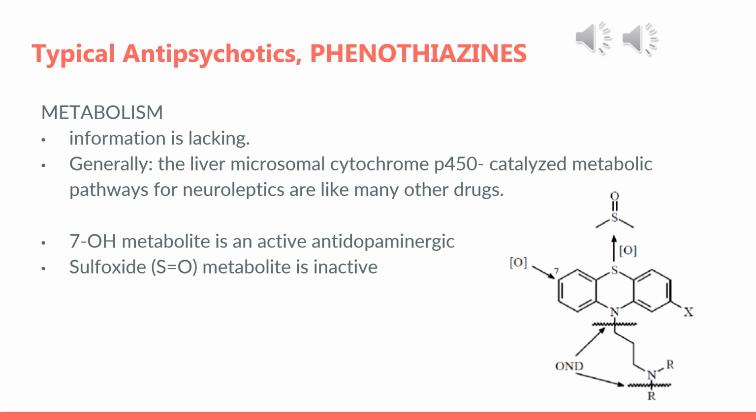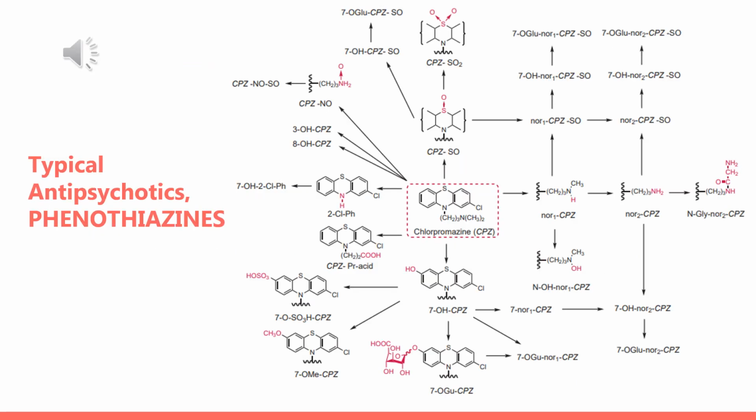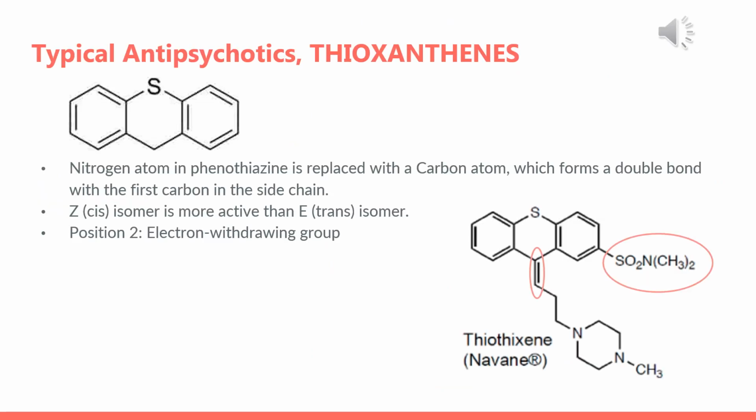Metabolism is of major significance when assessing the effect of these drugs. However, information about many antipsychotics is lacking. Generally, though, the liver microsomal cytochrome P450 catalyzed metabolic pathways for neuroleptics are similar to many other drugs. For phenothiazines, the 7-hydroxyl metabolite is an active anti-dopaminergic, while the sulfoxide (S=O) metabolite is inactive. The metabolic pathway can be seen in the picture here.